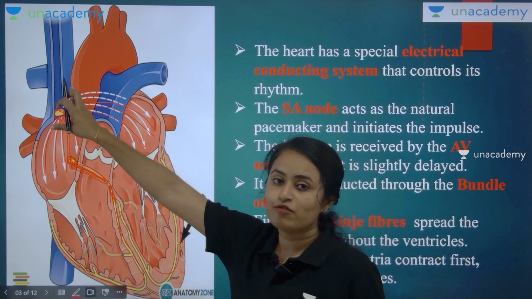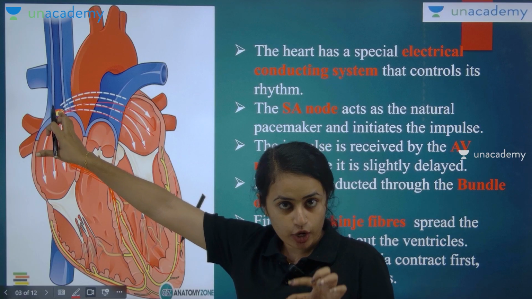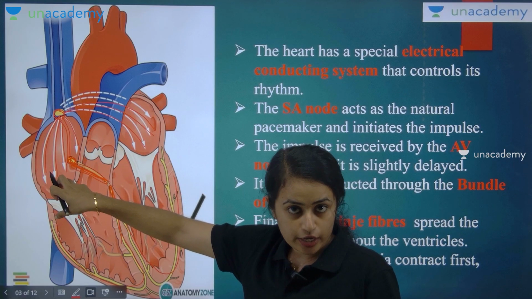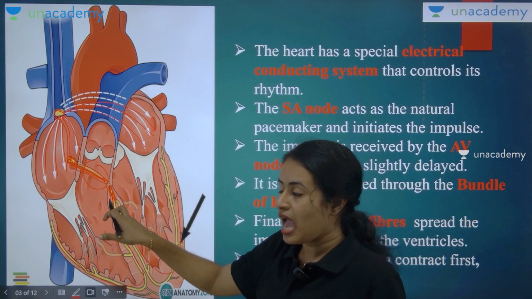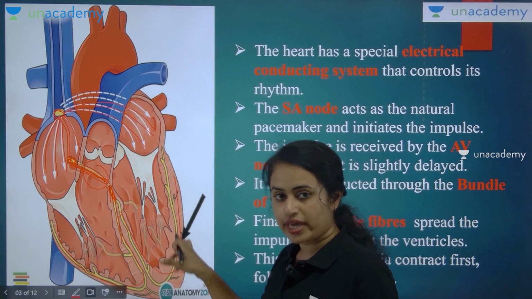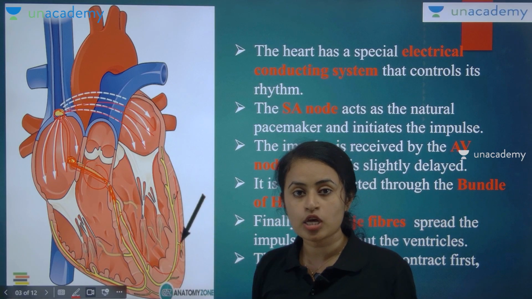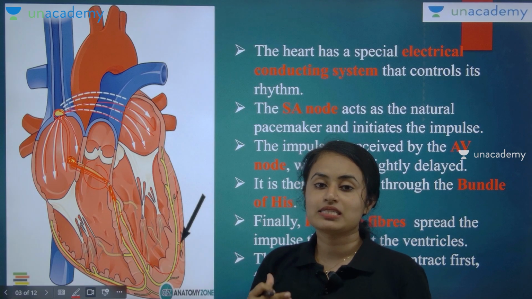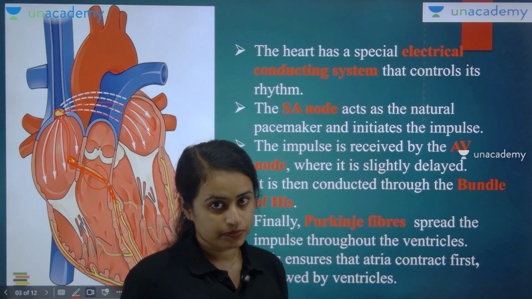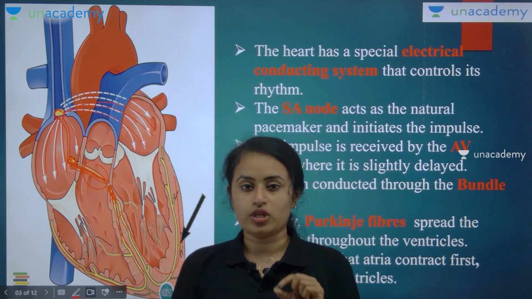So the impulse which is generated at the sinoatrial node passes into the atrioventricular node, and from the atrioventricular bundle, the bundle of His, it bifurcates into branches and is distributed towards all the ventricular walls. This is the electrical impulse pathway that takes place in our heart. Clear? Now we can move on to the cardiac cycle.